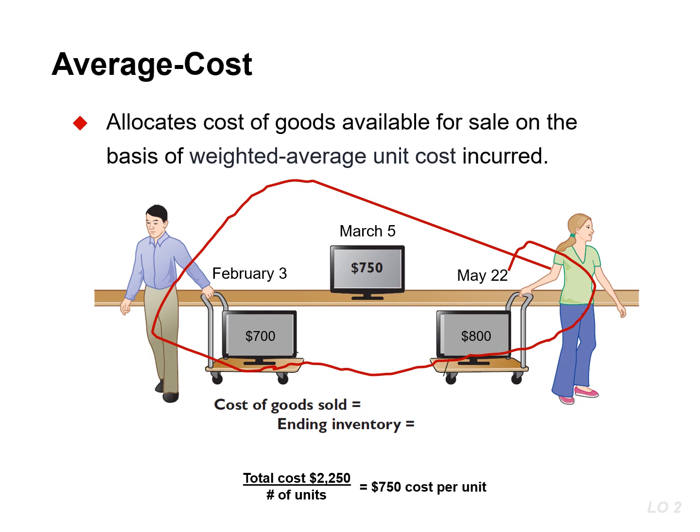The cost of goods sold and the ending inventory are assigned the same weighted average cost per unit of $750. So the cost of goods sold is $1,500. Again, that's 750 multiplied by the 2 TVs that we sold. And the ending inventory is $750, which represents 1 unit, or 1 TV.